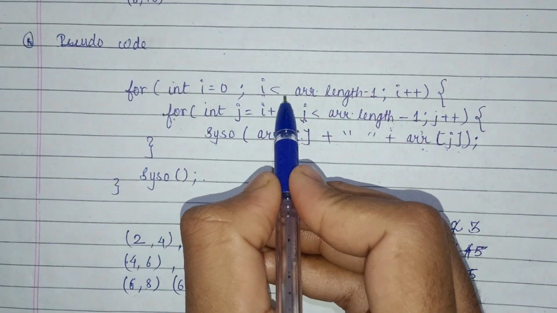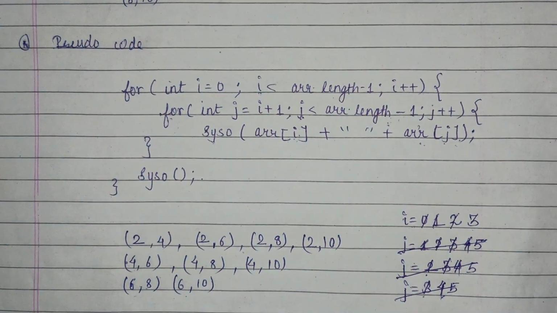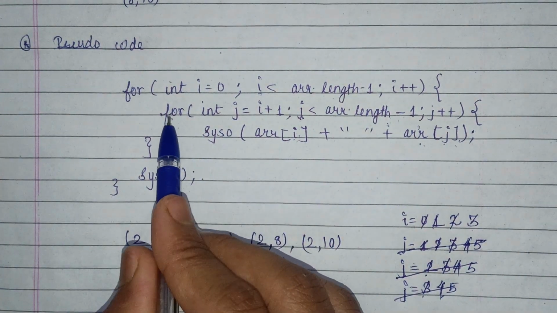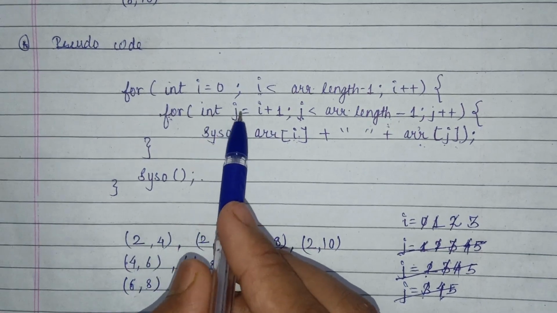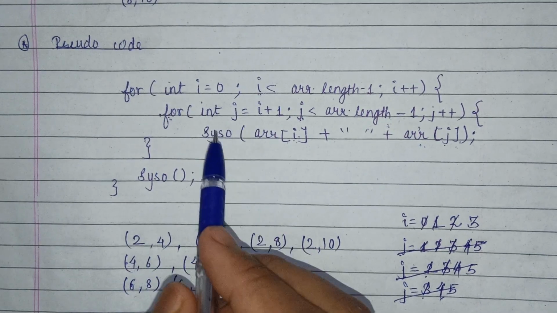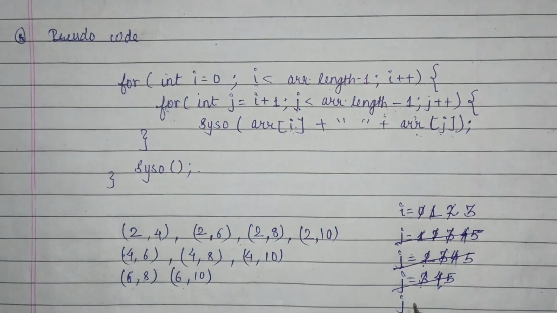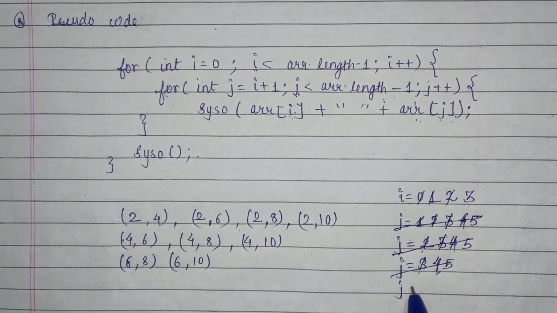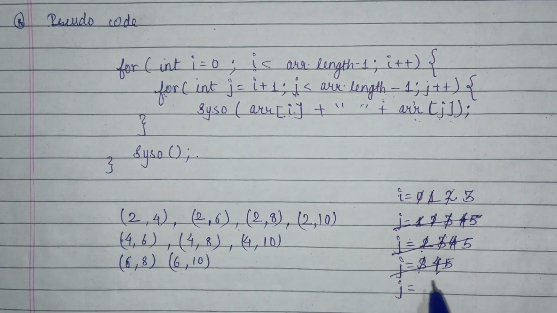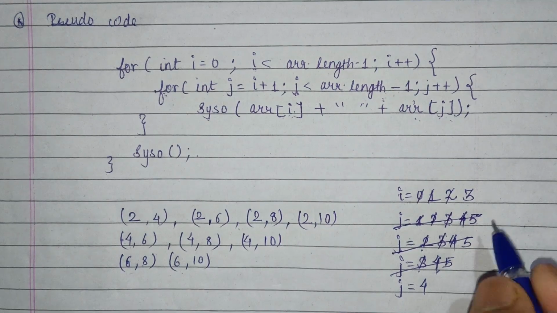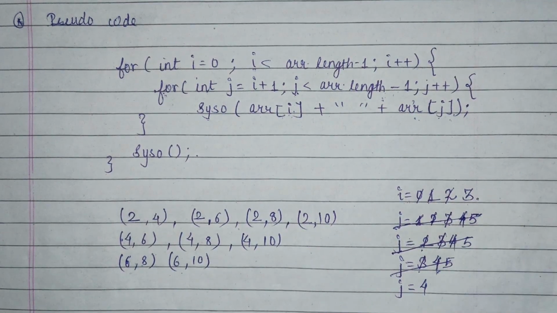Is 3 less than array length? Obviously yes, and it will enter into the inner for loop, and j value gets compared. Okay, j is equal to i plus 1. i means 3 plus 1 is 4. Okay, j value is 4 and i value is now 3.